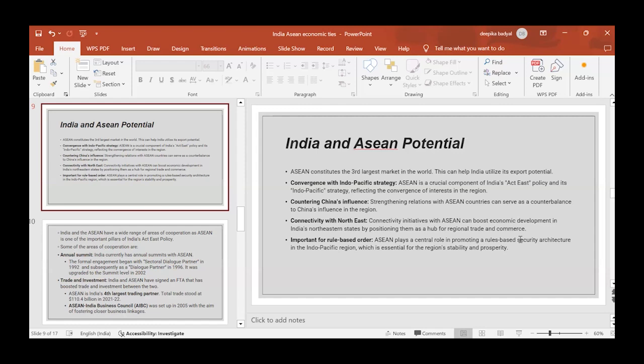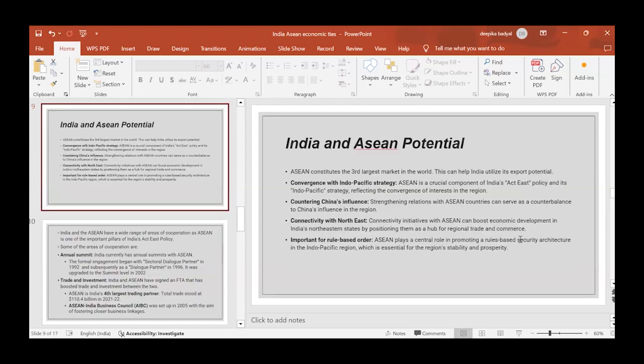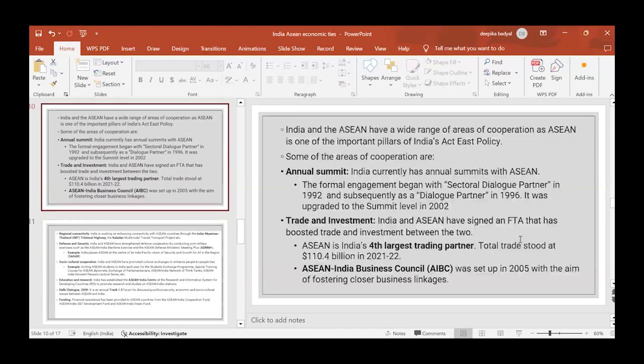Important for the rule-based order, ASEAN plays a central role in promoting a rule-based security architecture in the Indo-Pacific region, which is essential for the region's stability and prosperity. So now there are a wide range of areas of cooperation for both India and ASEAN, as ASEAN is one of the important pillars of India's Act East policy.